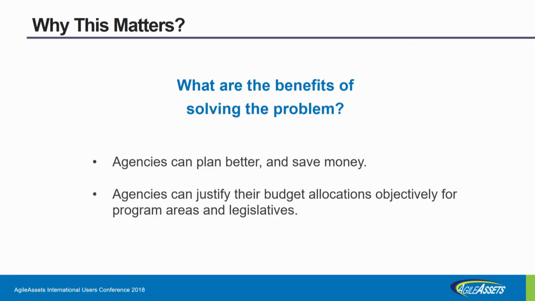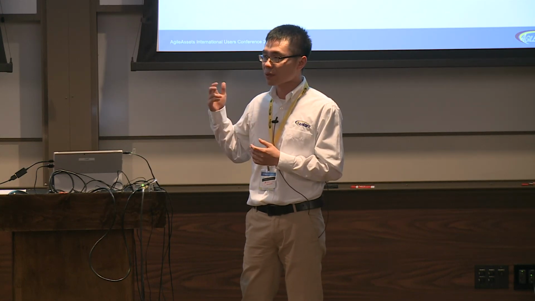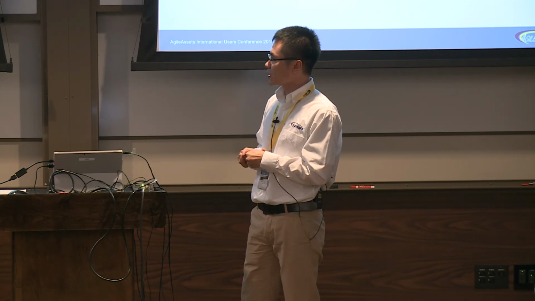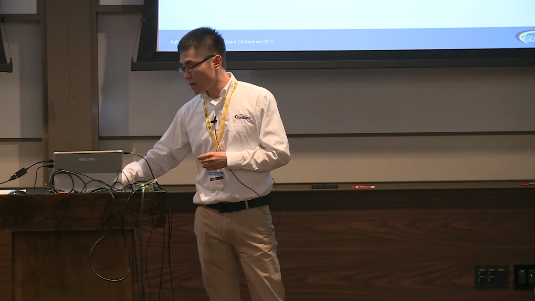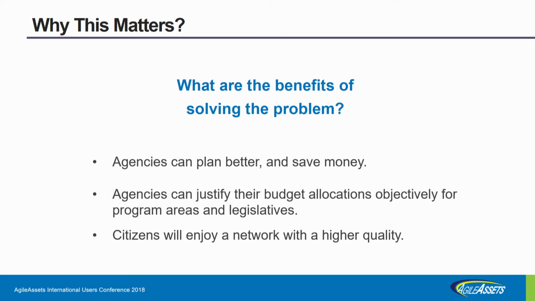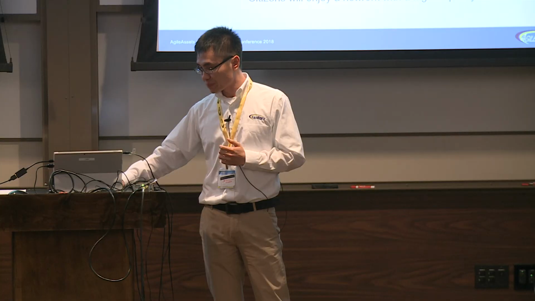The second reason is that by optimizing the allocations between different asset types or different functional areas, the agency can produce much stronger, number-driven results for your funding allocations. This does not only make the numbers look more justifiable. It also gives the citizens and the legislators a lot more confidence. And as a result, the citizens will enjoy a network with a much higher quality.